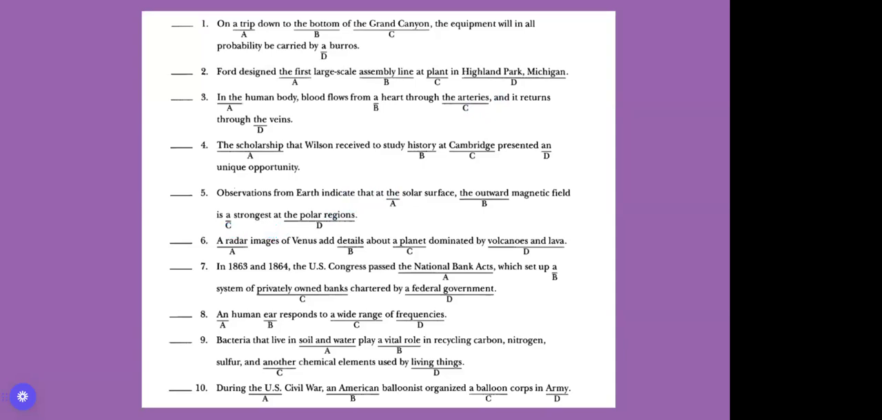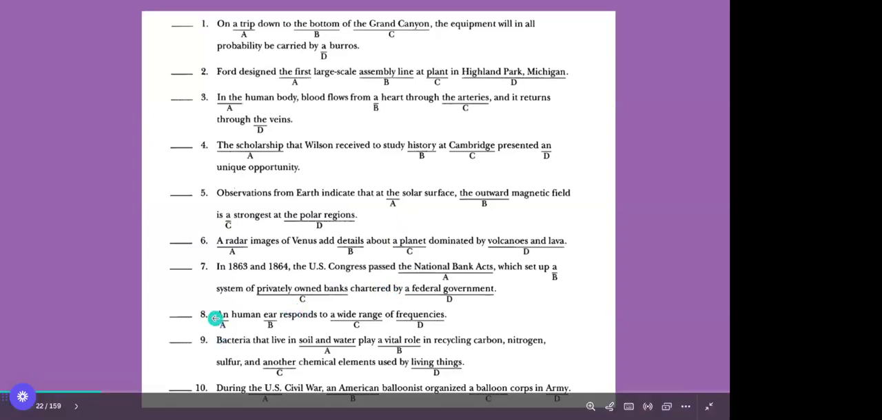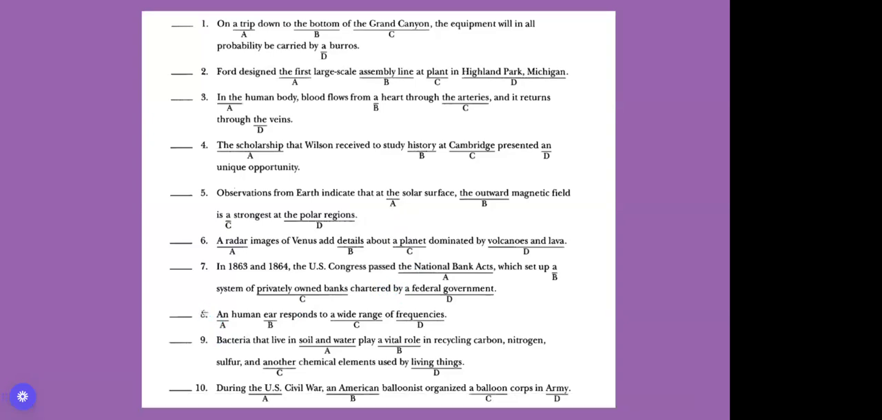Number six, radar, letter A. Number seven, D, the federal government, and not a federal government. Number eight, letter A, it should be a human and not an human.